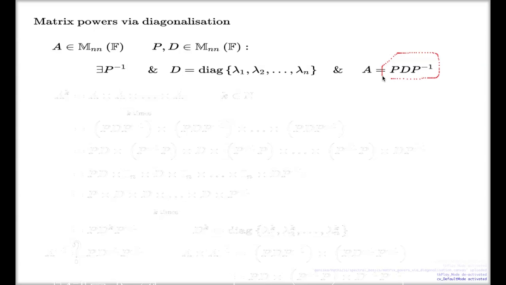These 2 matrices must have the following qualities. First, P must be invertible. Secondly, D must be a diagonal matrix with some entries on the diagonal, and the rest of them should be 0. And the last quality is that this identity should be true: your A matrix must be representable as a product of these 3 factors, P D P inverse.